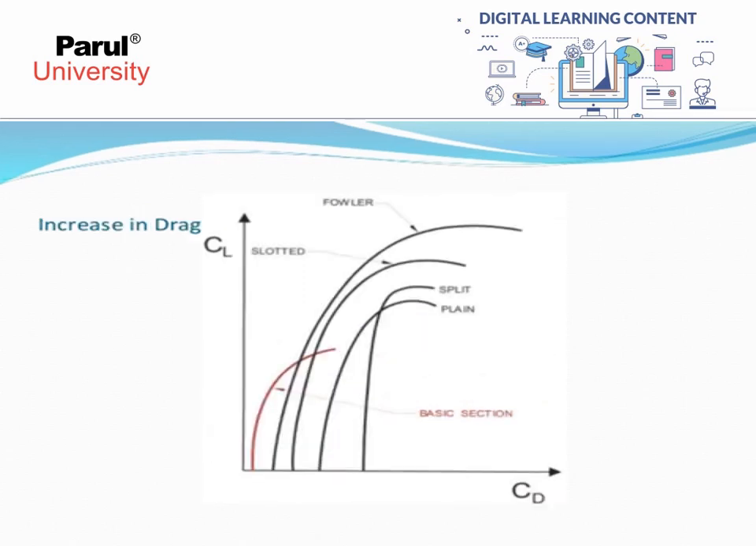Now the next thing is the increase in drag, the CL versus CD graph. CL is on the y-axis, CD is on the x-axis. Now we can see the basic section, plain flap, split flap, slotted flap and Fowler flaps. Here also we can see CL is maximum for the Fowler flap.